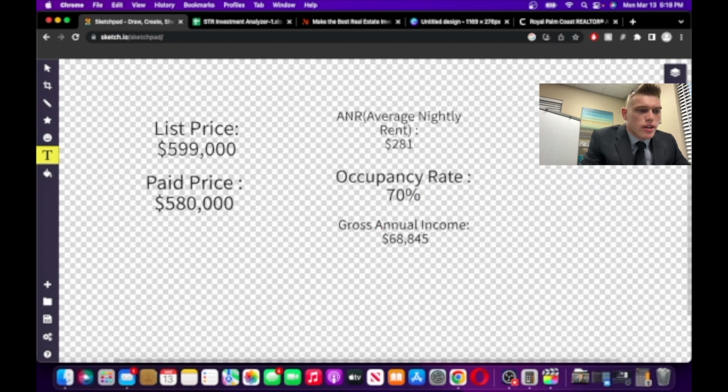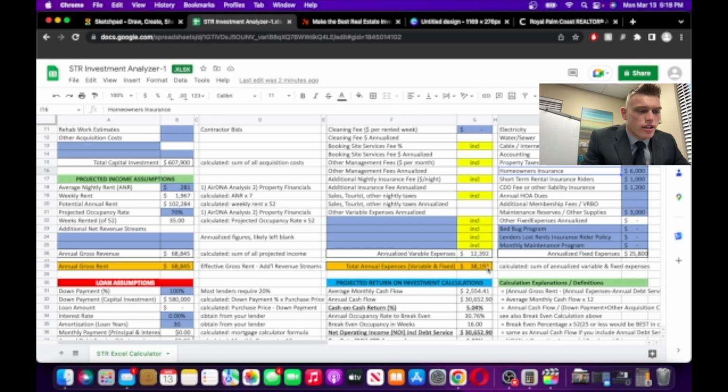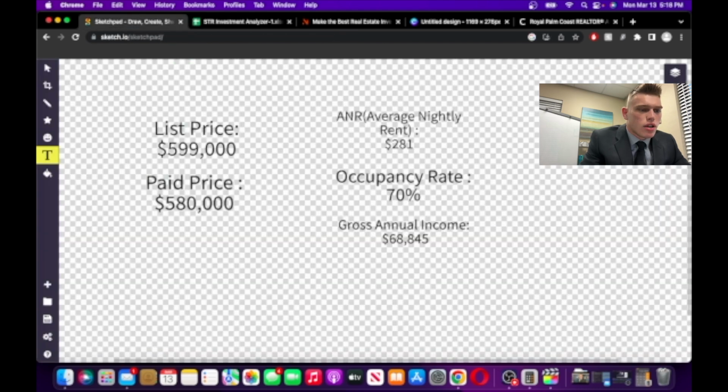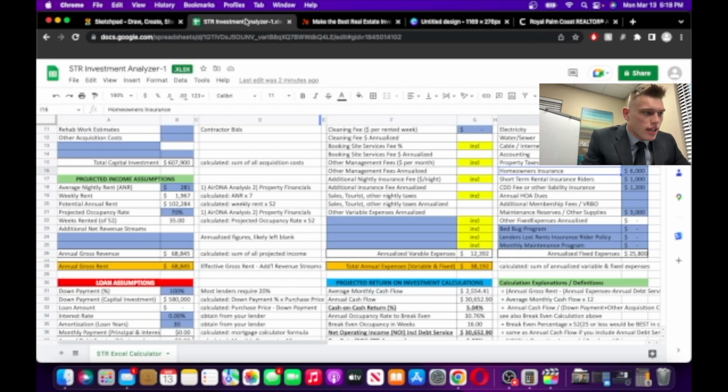And then to calculate the expenses and cap rate, we're going to include that all as well. Total annual expenses, $38,192.